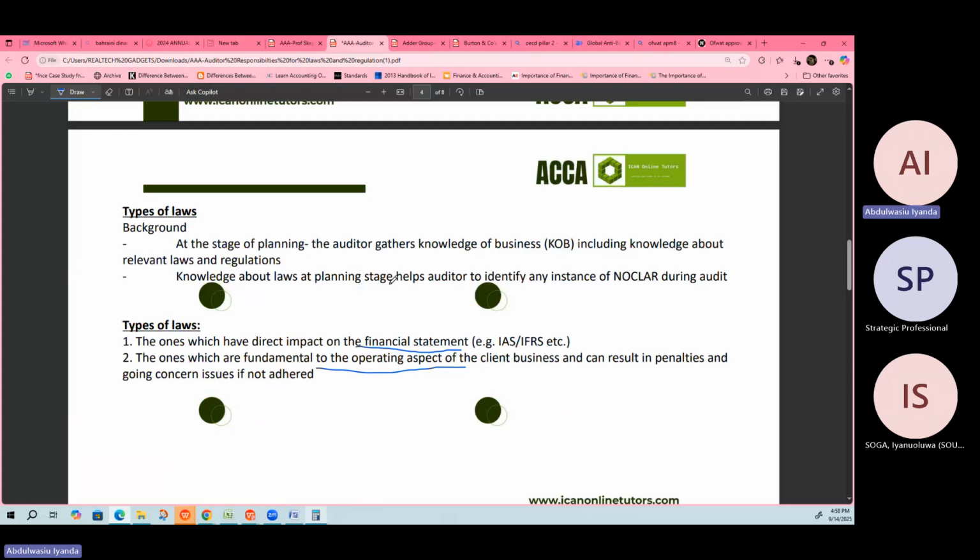But don't forget, what is the responsibility of the management? The responsibility of the management is to set up what? Internal control. And the auditor now is for you to remain alert and exercise professional skepticism.